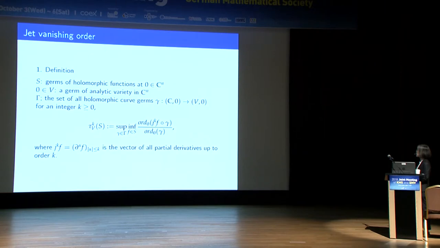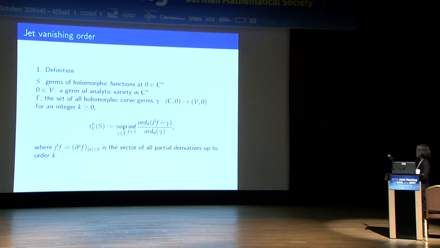And V is a variety through the origin, and gamma is the set of all holomorphic curves through the origin and inside V. And for any integer k, we consider the kth jet of F in S, and then compose this jet with gamma and compute its vanishing order, and take the infimum over k and the supremum of this over gamma.